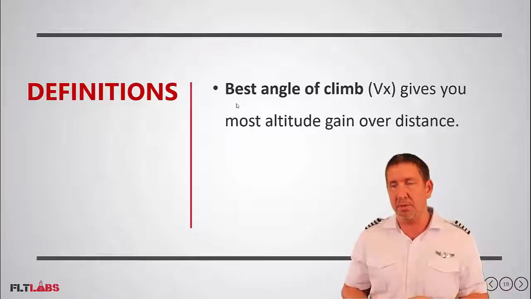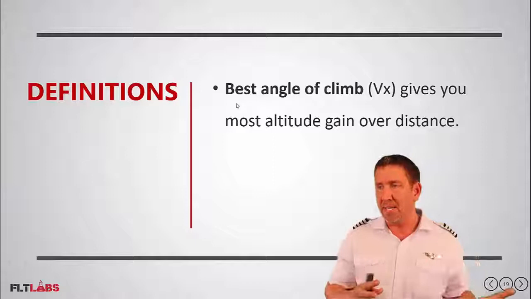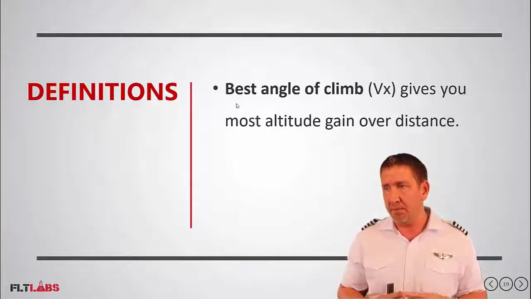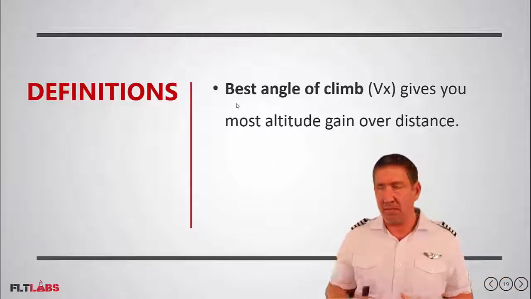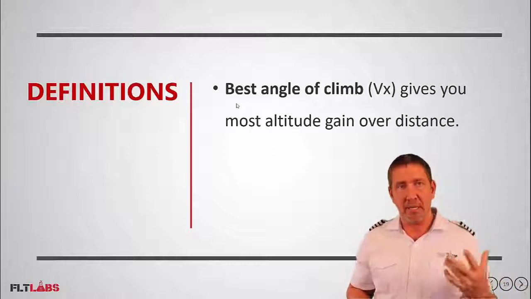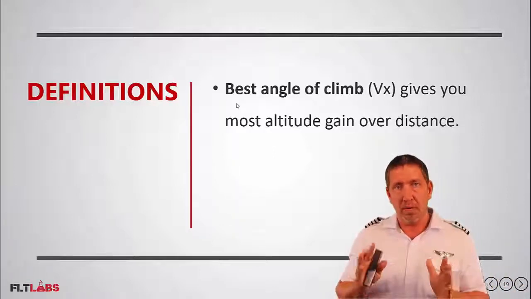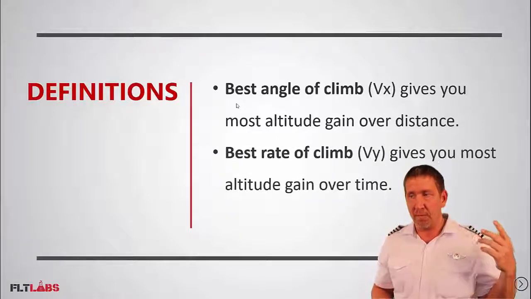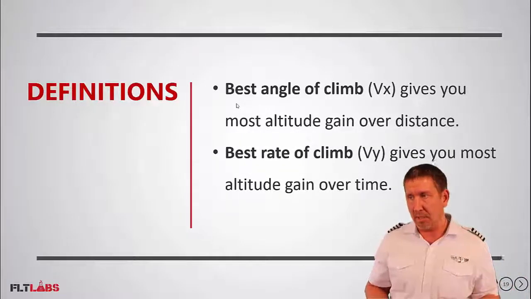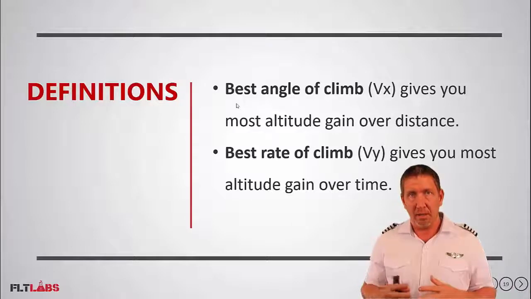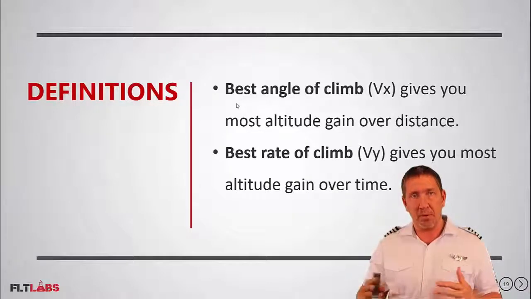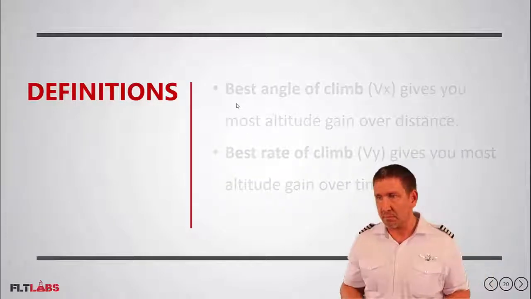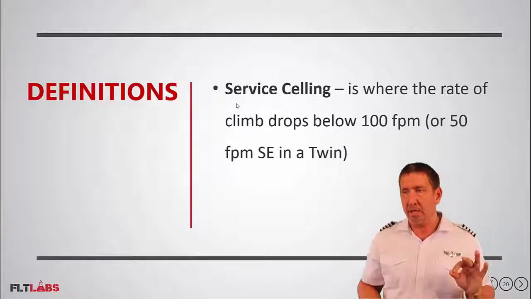You might be familiar with it already, but as a review, best angle of climb. Best angle is Vx, which is going to give you the greatest gain in altitude over a distance. Then we're going to have best rate of climb, which is Vy, going to give you the greatest gain in altitude for a period of time. All right, very important terminology.